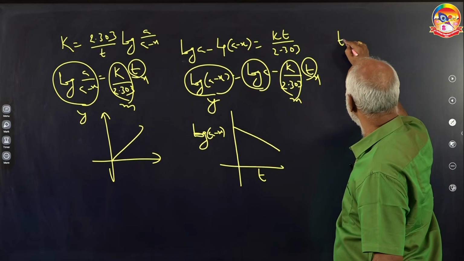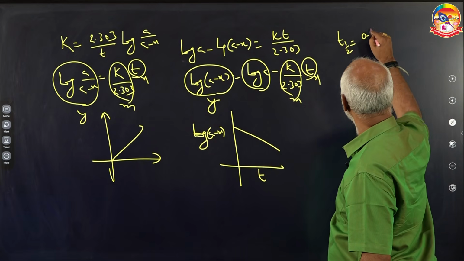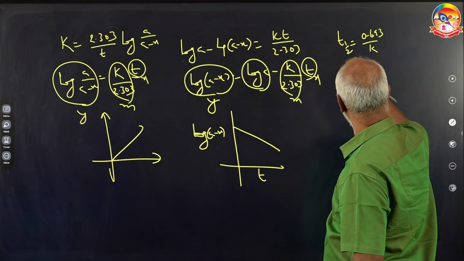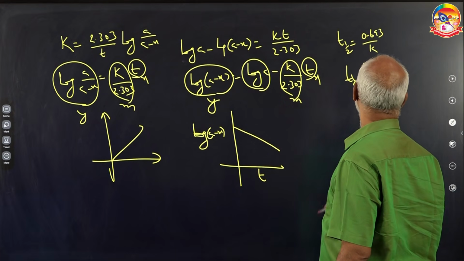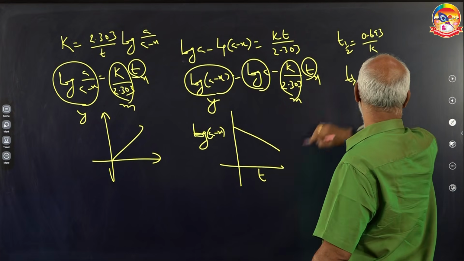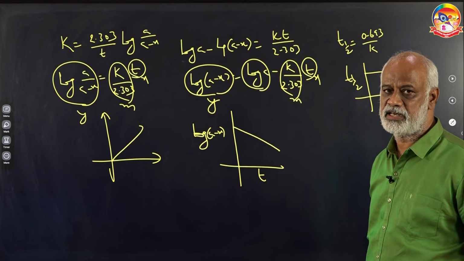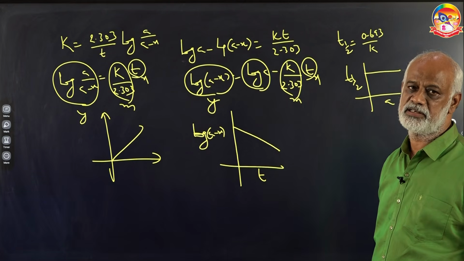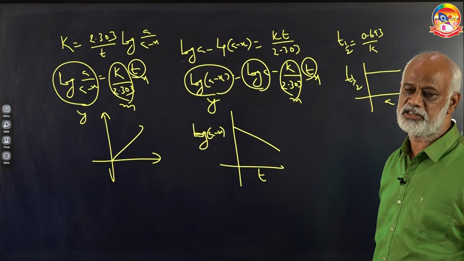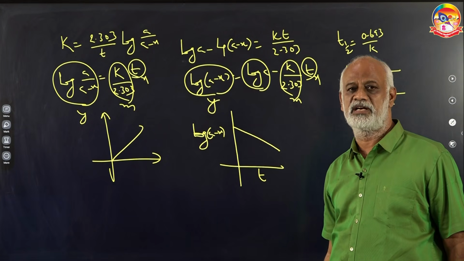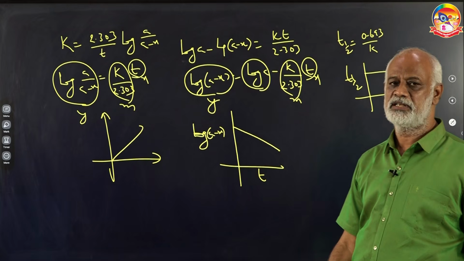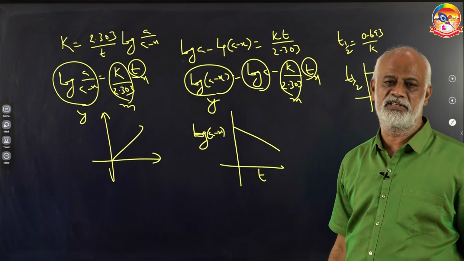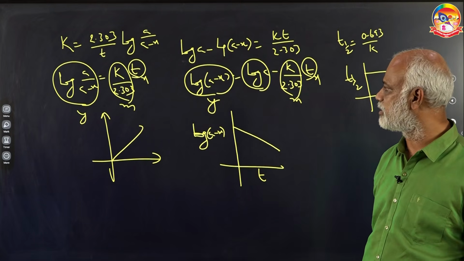Suppose you have t half is equal to 0.693 by k. If you take t half versus a, it will be a straight line parallel to the a axis, because initial concentration does not influence the t half of a reaction. These are all some important mathematical expressions for the rate constant of a first order reaction.